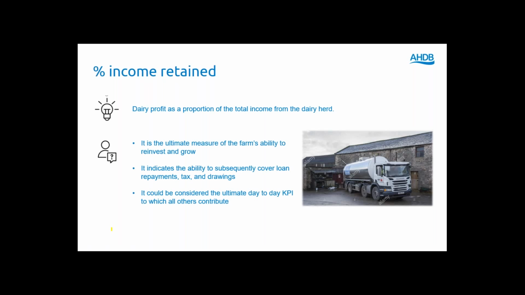And why is this important? Why we've included this? It's argued that this is the ultimate measure of the farm's ability to reinvest in itself and grow. If you're not retaining some of your income after you've taken your costs off, how can you reinvest? Because that income has got to pay for things. That income that's left over has got to pay for loan repayments, tax, and private drawings. So getting some income from that for personal use.